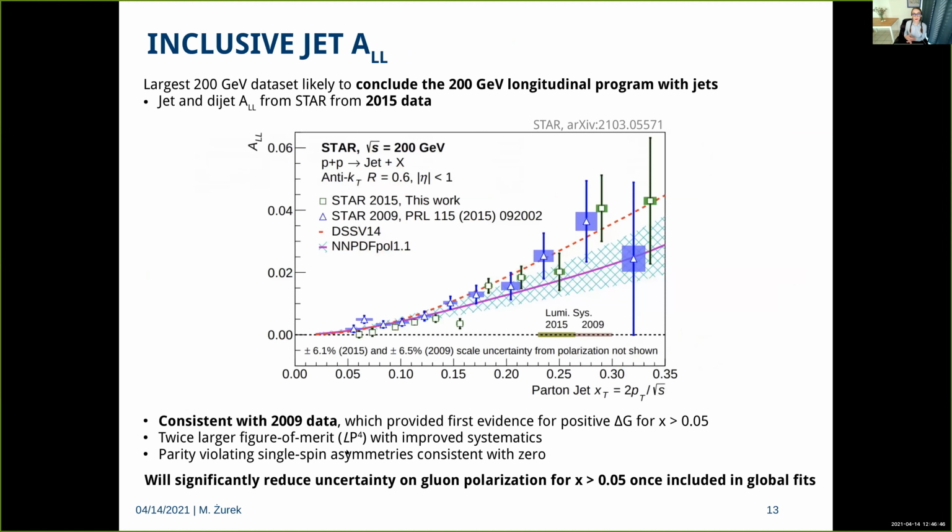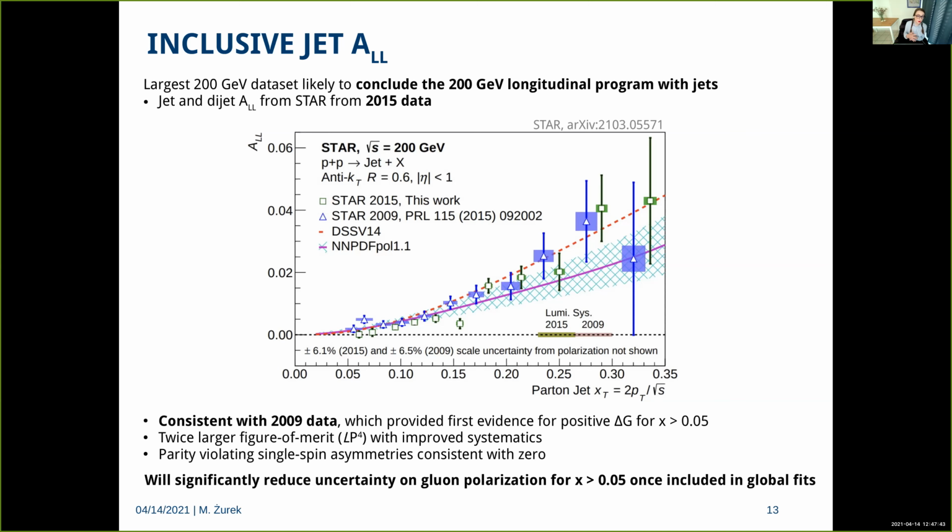And right now I am showing you our recent results from the 200 GeV longitudinal run from 2015. Jet and dijet ALL based on this largest 200 GeV data set will likely conclude the longitudinal program with jets at STAR at this energy. Here you can see ALL for inclusive jets as a function of parton jet xT, or you can think about it as pT. The new data is green, in comparison to the 2009 data, which is blue, and I'm also showing the theory evaluations from the NNPDF collaboration and DSSV, which include the 2009 data but do not include 2015.